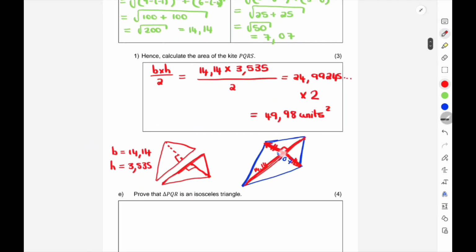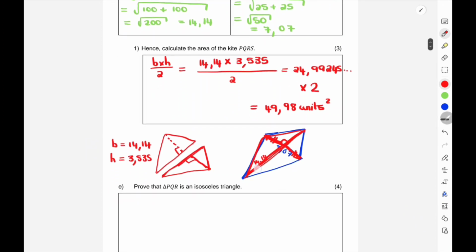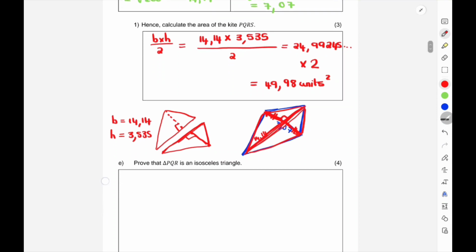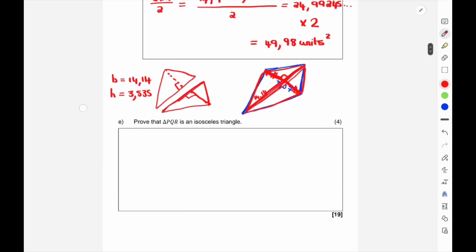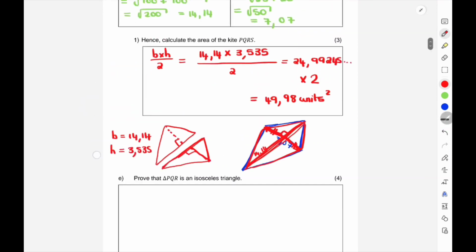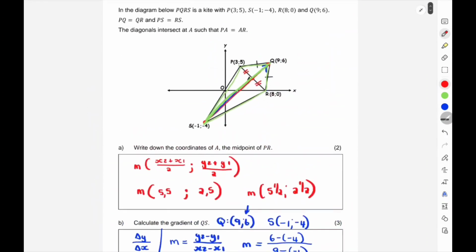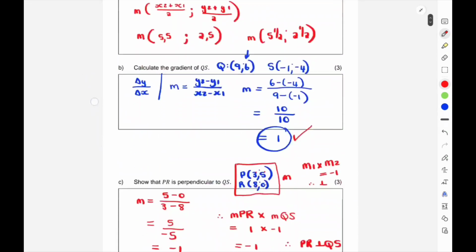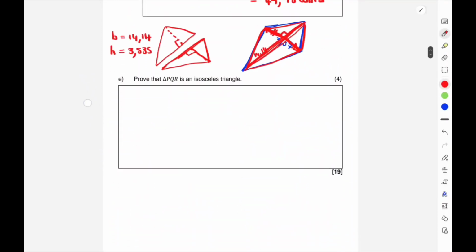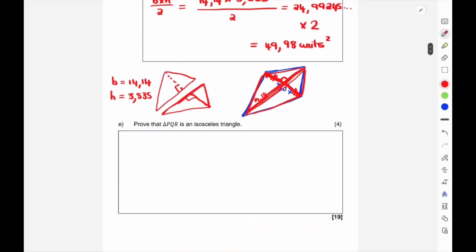So it's base times height. I worked out the 1, and because these two are exactly the same, I just times it by 2. Now they say to you, prove that triangle PQR is an isosceles triangle. Okay, let's quickly go look. Where is PQR? PQR. Okay, although they've given me that those two are the same, PQ is equal to QR, they are saying to you, prove that they are equal. Prove that it is.